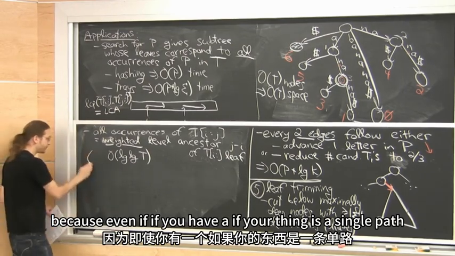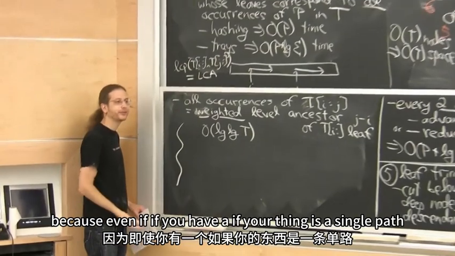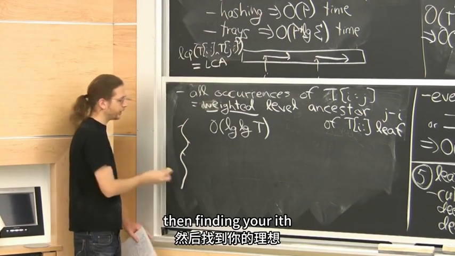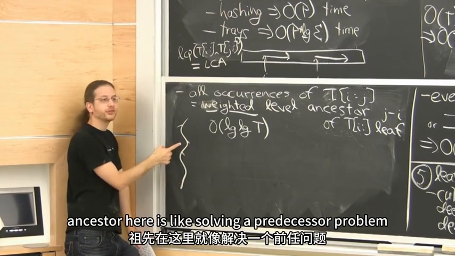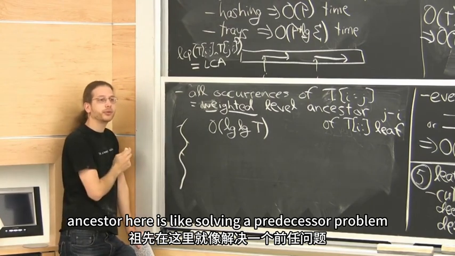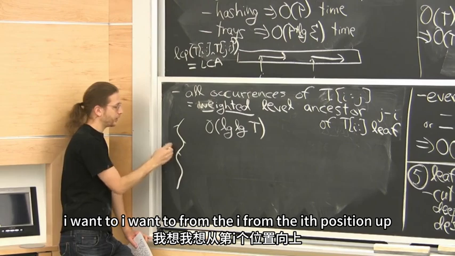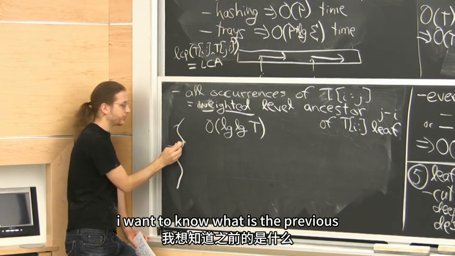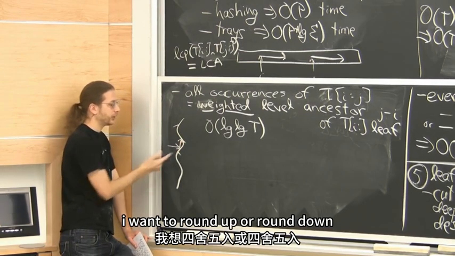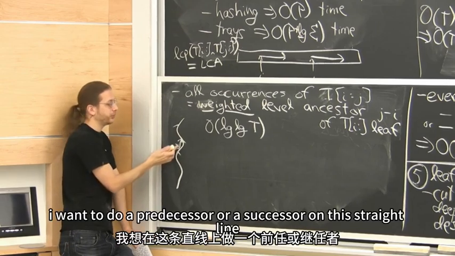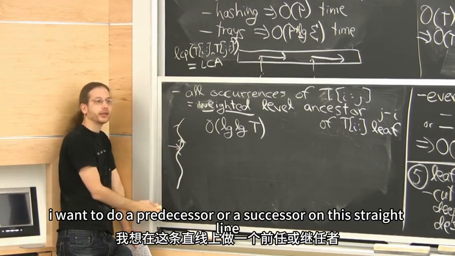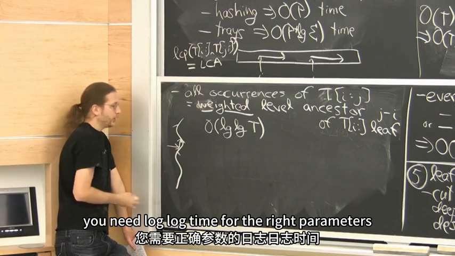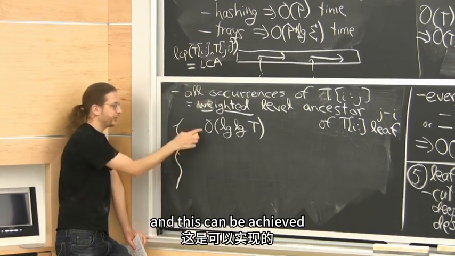And I think that's optimal. Because even if your thing is a single path with maybe the occasional branch, then finding your ith ancestor here is like solving a predecessor problem, right? Because you say, well, I want to, from the ith position up, know what is the previous. I want to round up or round down, so I want to do a predecessor or a successor on this straight line. And so for predecessor, you need log time for the right parameters, and this can be achieved.